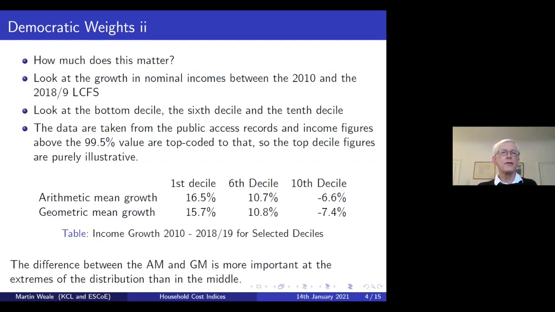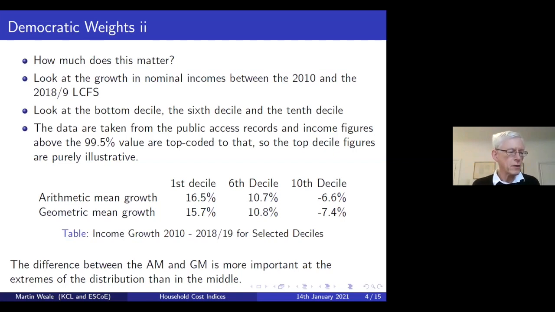And I drew on the public access records, so very high income figures are top coded for confidentiality reasons, so that makes the very high figures, perhaps, well, I should say, purely illustrative. But what you can see is that the difference between the arithmetic mean and the geometric mean was more pronounced in the 1st decile and the 10th decile than it is when we look at the middle of the distribution. And that's perhaps not terribly surprising, because the extreme values lead to distinctions between the arithmetic mean and the geometric mean, and those extreme values are going to be primarily in the 1st decile and in the 10th decile.